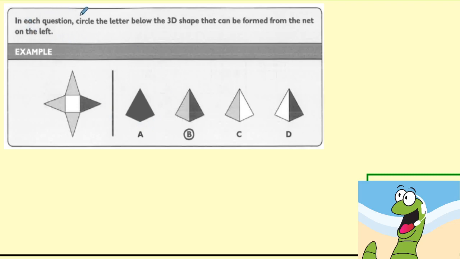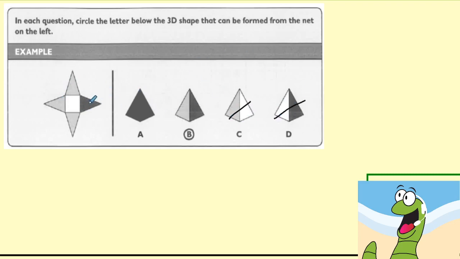So in each question, circle the letter below the 3D shape that can be formed from the net on the left. Okay, so we've got a couple of pointers here, or more than 2. The base here is white. We've got 3 grey coloured sides, and the 4th is a dark colour. Right, any eliminations? Well, let's have a look. We know that the 4 sides are all coloured. Well, let's get rid of C and let's get rid of D.